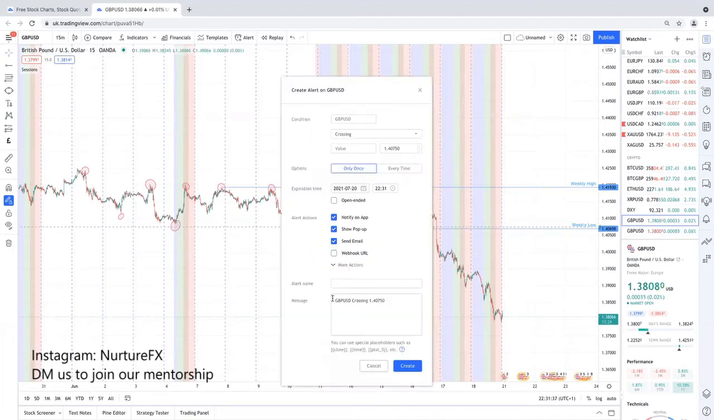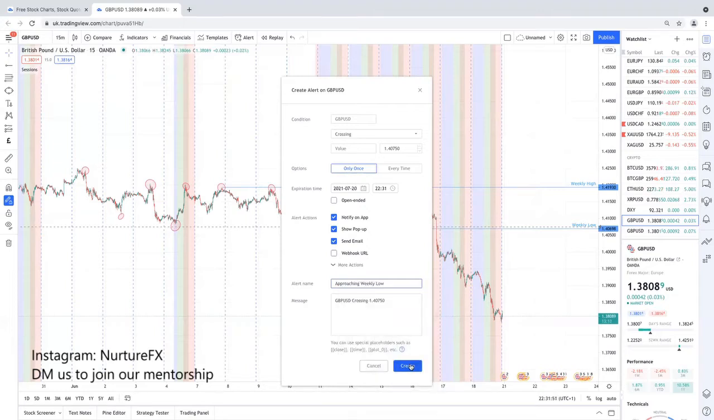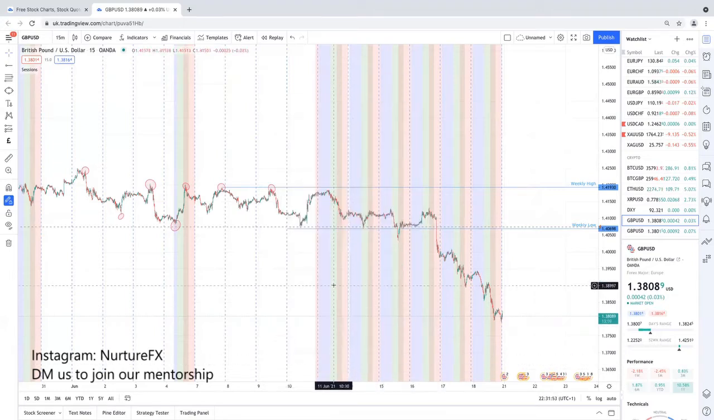So you could just say maybe "approaching weekly low," and you just create it, and that's it. As long as you've got the app set up on your phone, you're going to get a notification to tell you it's approaching it. That doesn't mean we're going to jump in and enter, but you see here, it's approached that low and it's gone up.